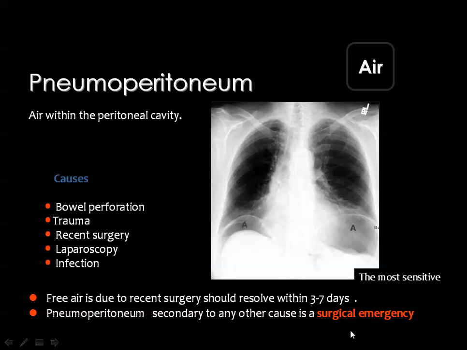And you know that pneumoperitoneum secondary to operative interference will clear within 3 to 7 days. And if this post-operative air did not clear within 7 days, you should suspect that there is air leak from the bowel or suspected perforated viscus or anastomotic leak.